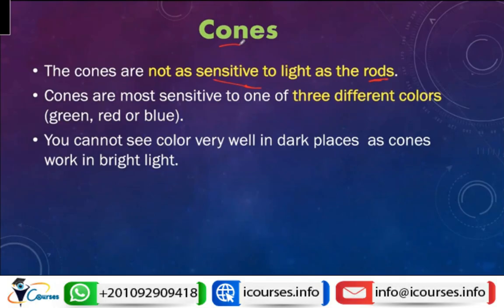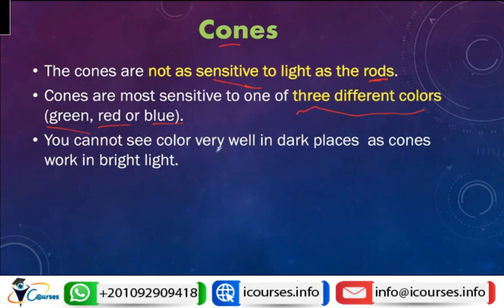So the cone also has pigments. These pigments are of three types of colors, either green or red or blue. So the cones are mainly responsible for appreciation of color vision. They have three types of cones, and each one carries one single type of visual pigment that is responsible for seeing a specific color, either green or red or blue.